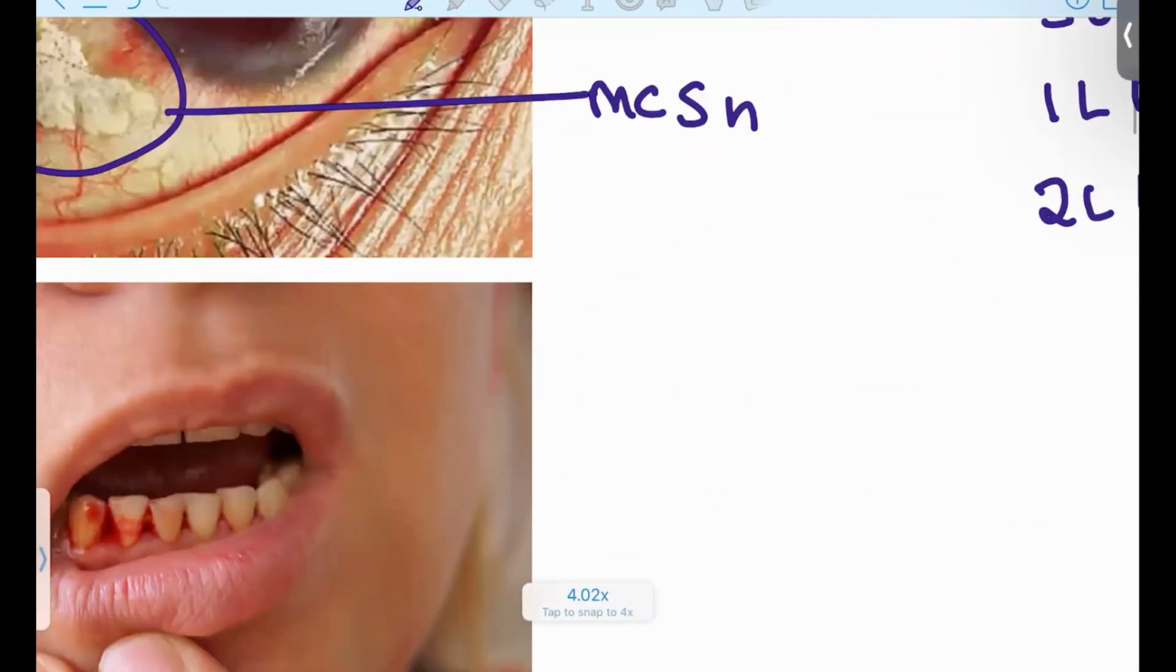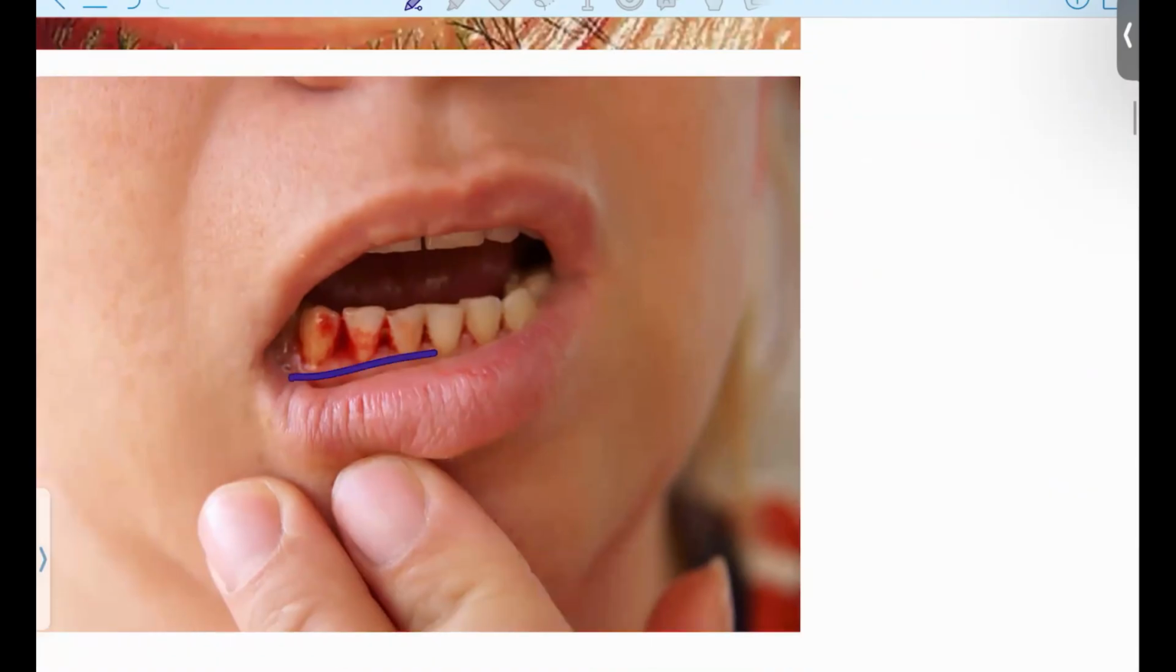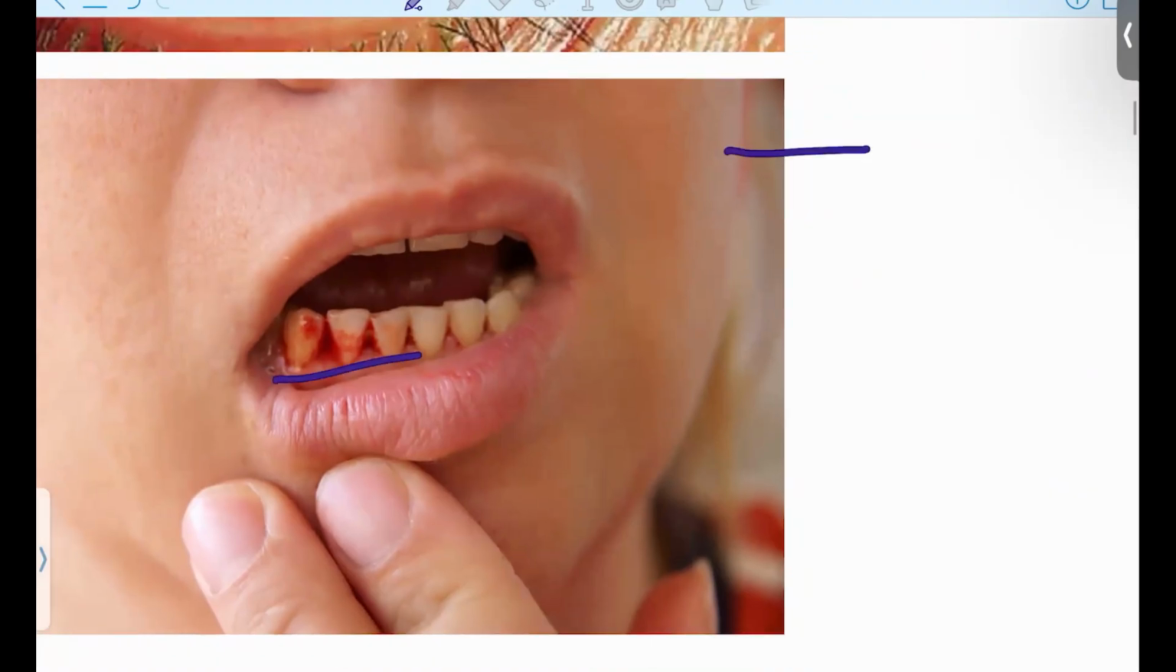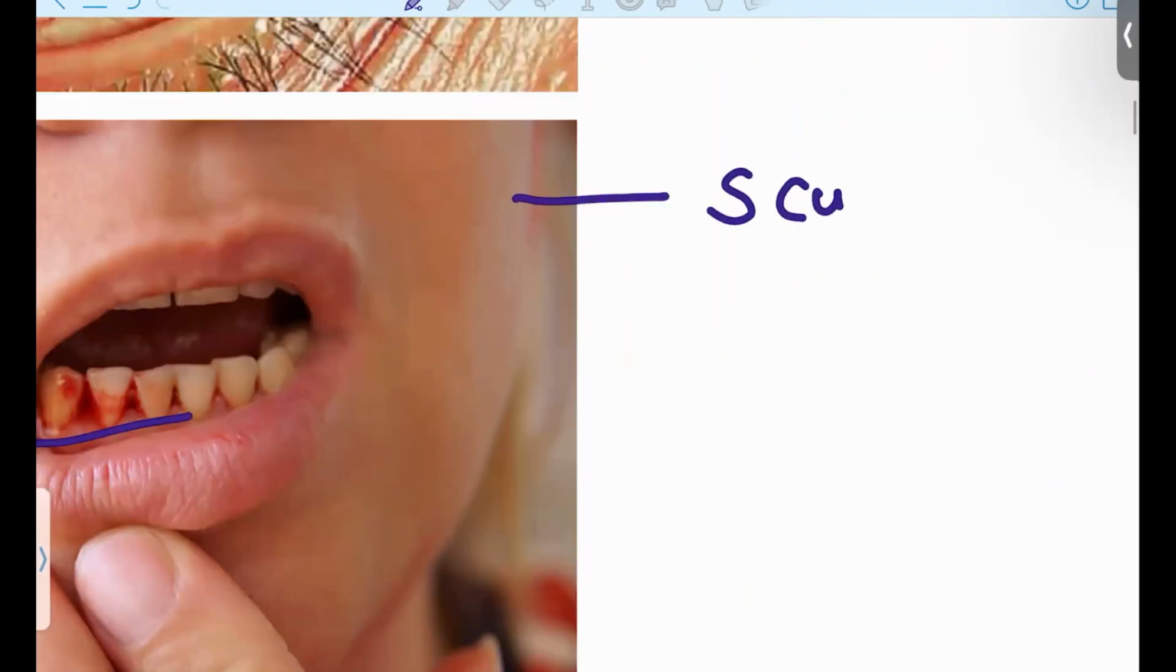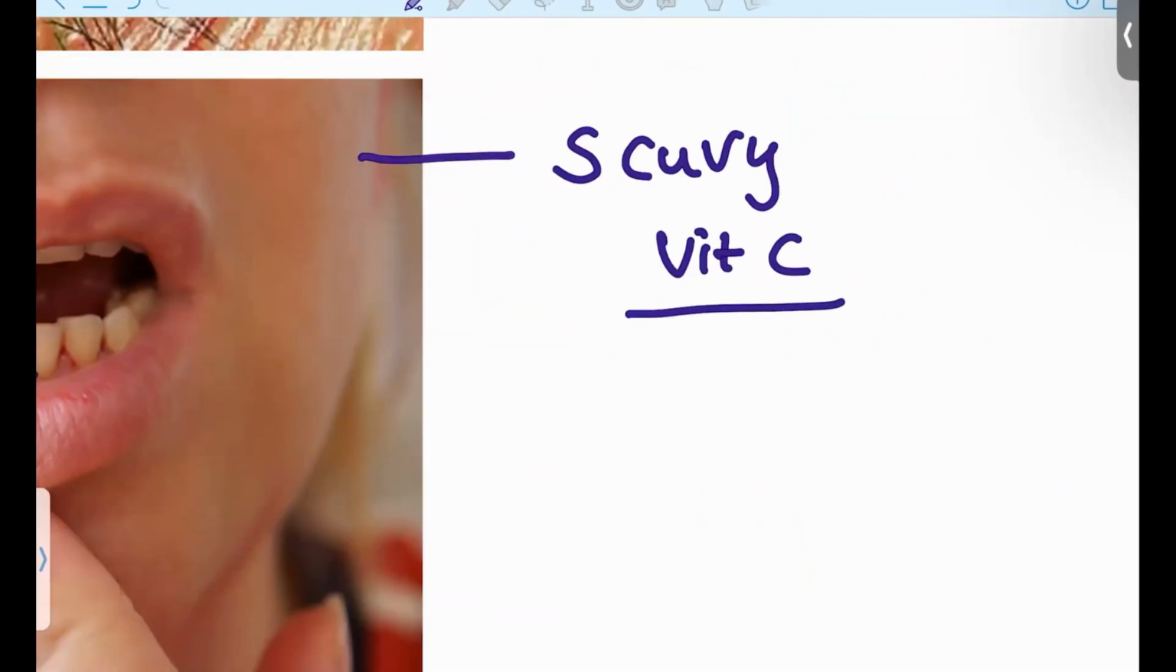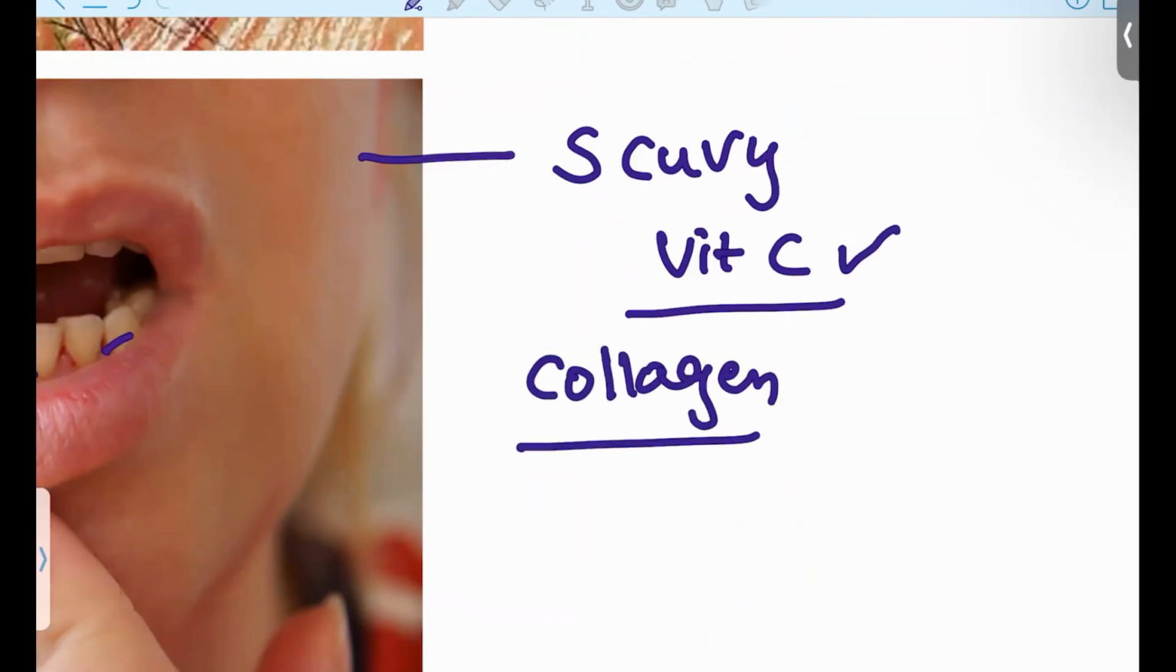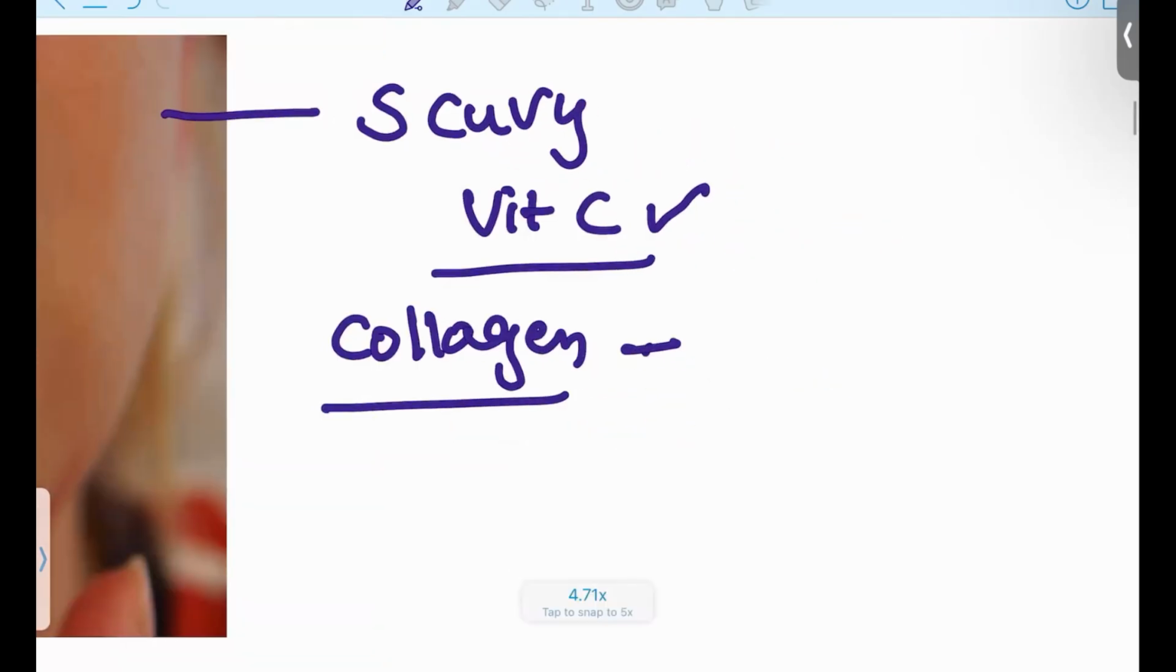And next, here you can see this is the classic condition. What is this condition? Gum bleeding the patient is having, likely to be scurvy. And scurvy is due to deficiency of vitamin C, right? And along with that, why is the patient having gum bleeding? Due to collagen defect. If the collagen does not have vitamin C, there is no hydroxylation happening and every organ, every system will be disturbed.